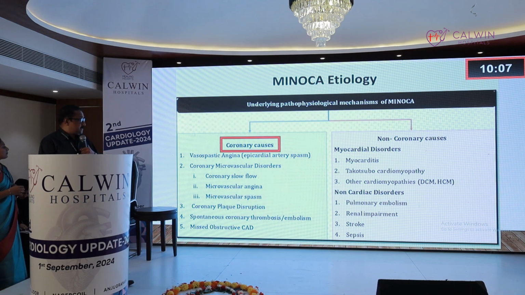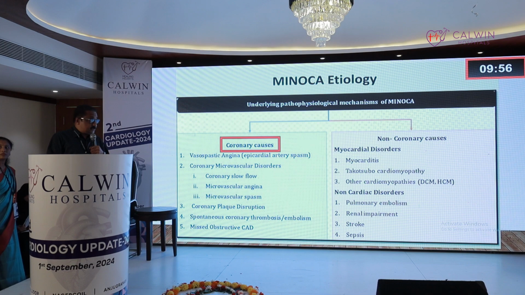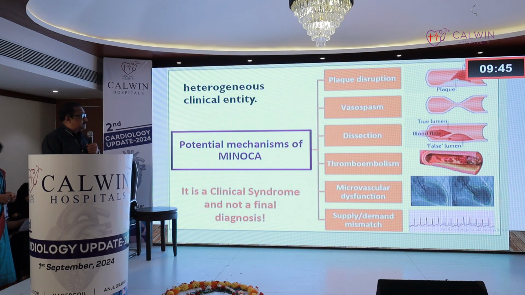So by definition, the coronary causes are what is important for MINOCA. When you say MINOCA, you exclude all the others, like the myocardial disorders and the non-cardiac causes, and then you come to this group, which is typically called MINOCA. The potential mechanisms could be plaque disruption, vasospasm, dissection, thromboembolism of the coronaries, microvascular dysfunction, and sometimes even the supply-demand mismatch that we see with very fast tachycardias associated with hypotension.